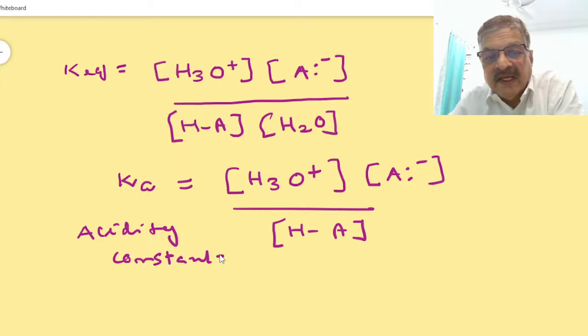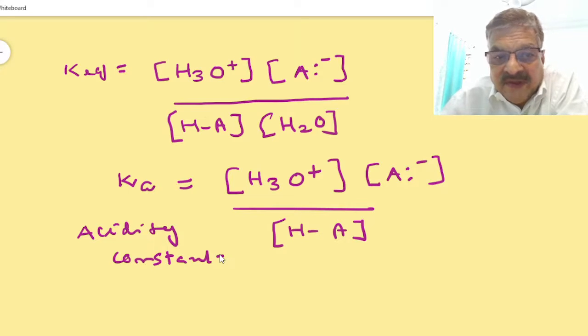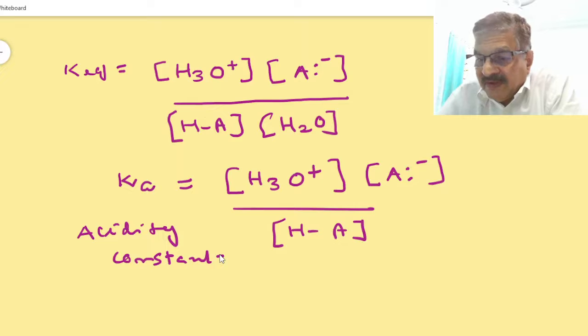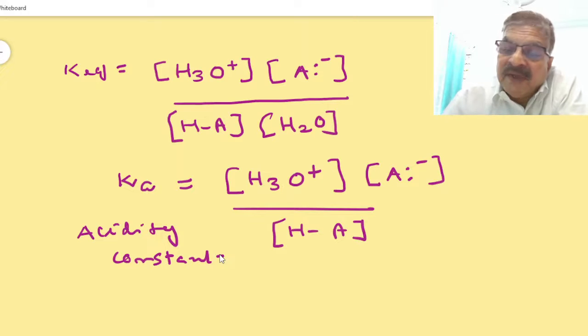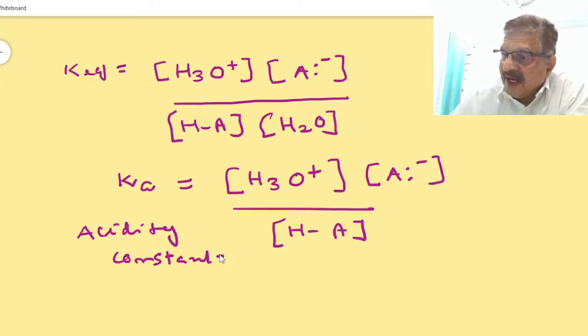The acidity constant Ka is actually directly proportional to the hydronium ion concentration. That is the acidity here. Ka is a measure of the hydronium ion concentration. Hydronium ion means it is the hydrated proton, a proton hydrated with water. So Ka is a measure of the hydronium ion concentration, and in turn we can say it is a measure of acidity.